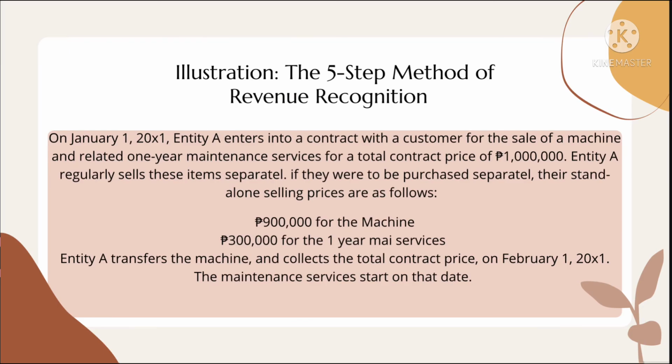Here's a sample illustration to show the 5-step method of recognizing revenue. On January 1, 20X1, Entity A enters into a contract with a customer for the sale of a machine and related 1-year maintenance services for a total contract price of $1 million. Entity A regularly sells these items separately. If they were to be purchased separately, their standalone selling prices are as follows: 900,000 pesos for the machine and 300,000 for the 1-year maintenance services. Entity A transfers the machine and collects the total contract price on February 1, 20X1. The maintenance services start on that date.